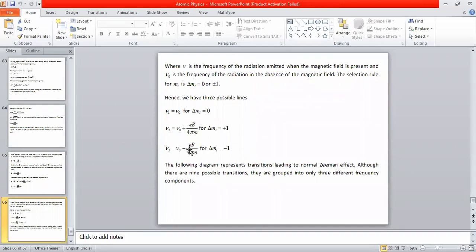So therefore, clearly, if you look, these two spectral lines are symmetrically situated with respect to the original line. This is the original line, nu1 is equal to nu naught.